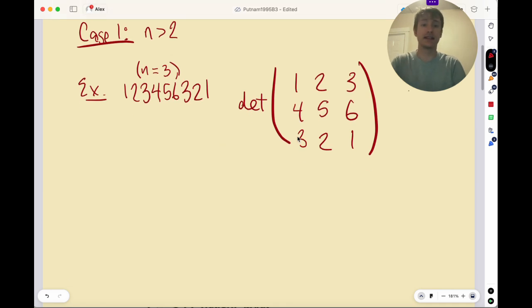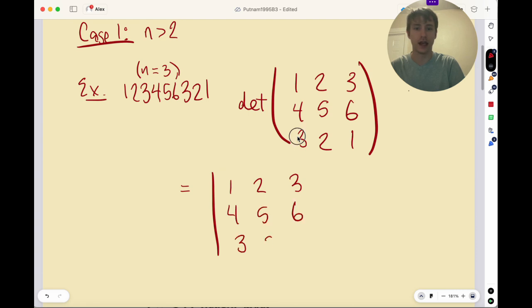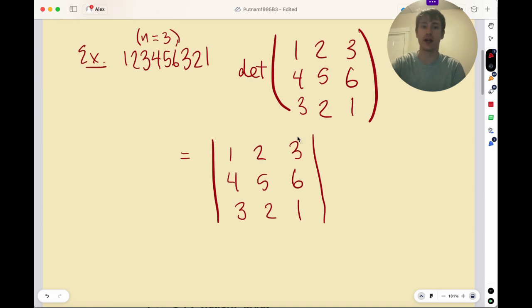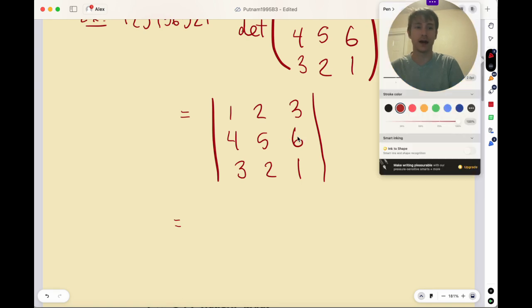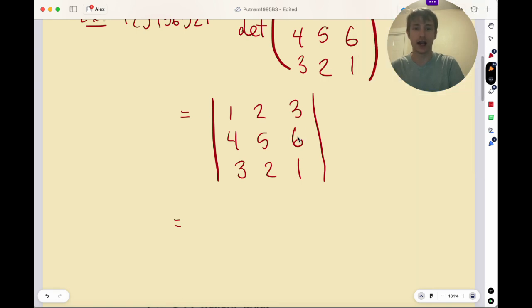Another way to symbolize this is, instead of writing the curly braces right here, we could write it in these absolute value bars, although we're not, of course, taking the absolute value. This is just another symbol for the determinant. And let me show you how to find the determinant of a 3 by 3 matrix. This works for any n by n matrix, by the way. What you do is you start with this number. So we start with 1.